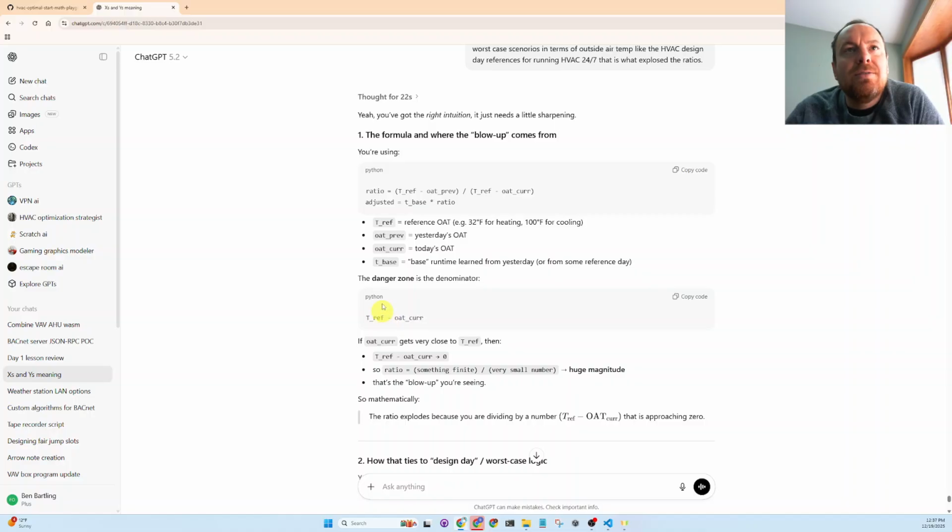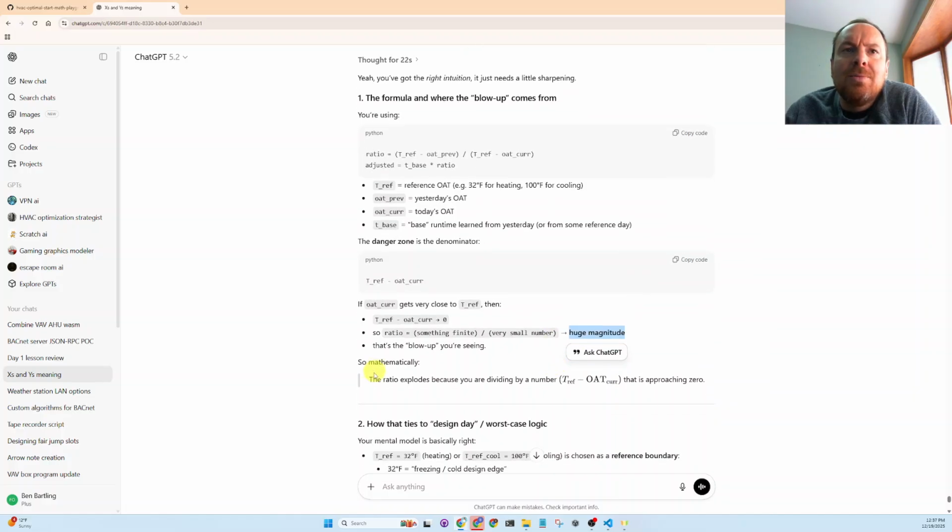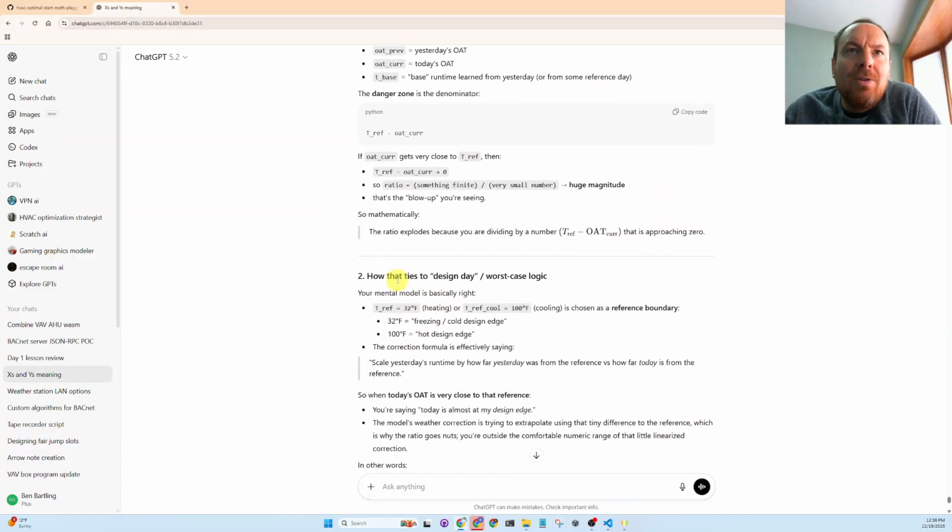That's the danger zone denominator: T reference minus the outside air current. So if outside air current gets close to T reference, then that difference is close to 0. So the ratio, something finite over something very small, is a huge number, which I guess makes sense. The ratio explodes because you're dividing by a number, T reference minus outside air current, that is approaching 0. How it ties to design day, worst case scenario, your mental model is right.